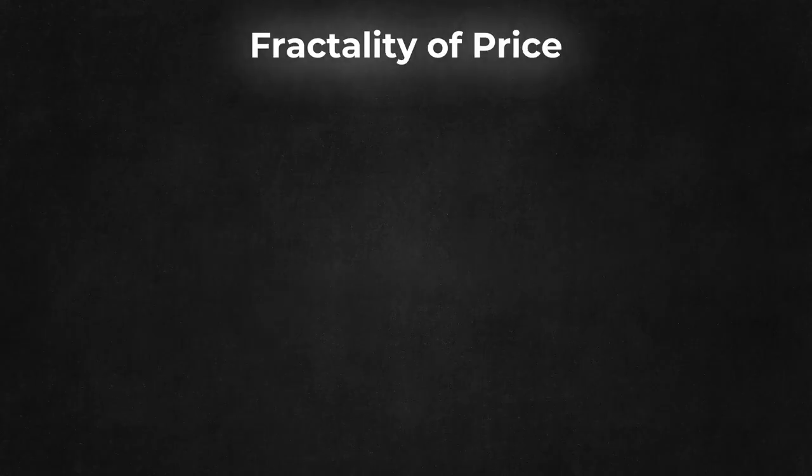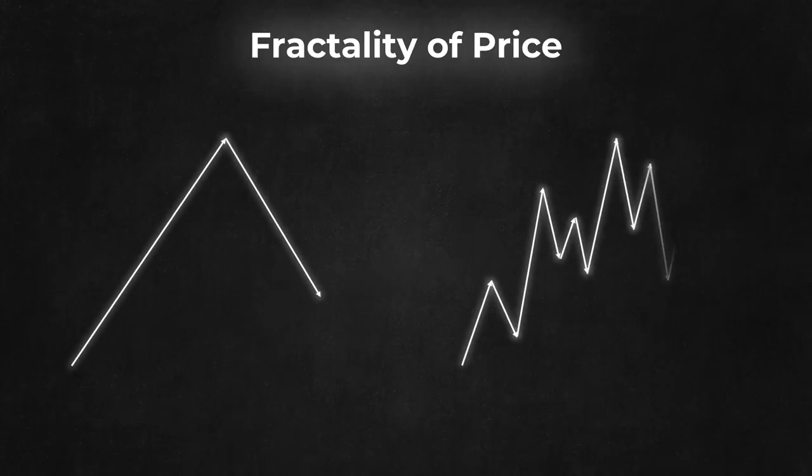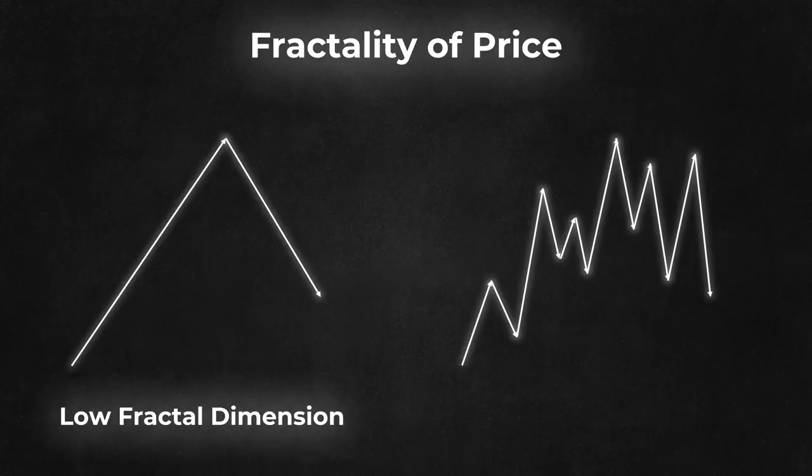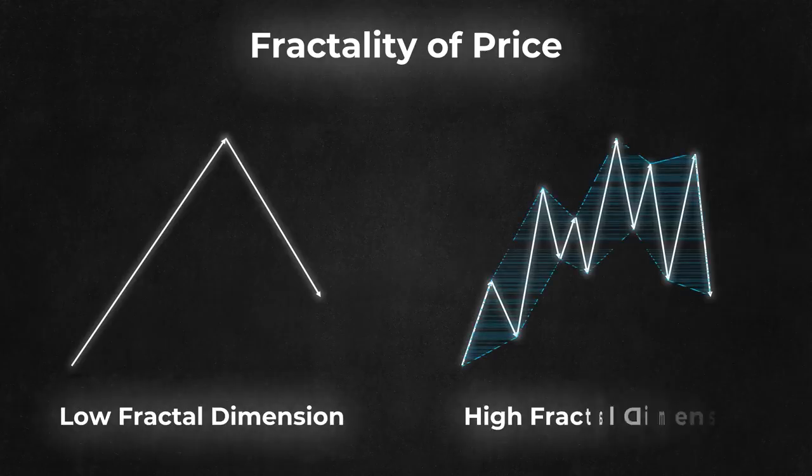You may have noticed already that sometimes price moves smoothly in a straight line, and sometimes price moves in a more chaotic and noisy way. In the fractal analysis of markets, clean movements like that are classified as low fractal dimension, and jagged movements are classified as high fractal dimension. The reasons for this and how you can use it to your advantage go outside the scope of this video.